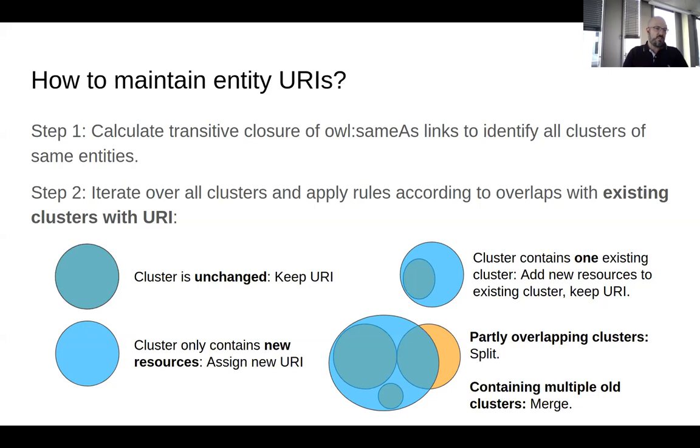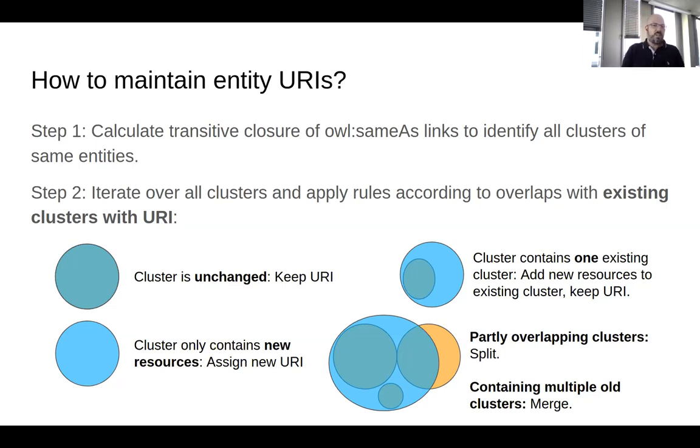And this is just an example. Unfortunately, there are actually many more rules than these four that are depicted here, but I think you can get the idea. We might have the case that the cluster is unchanged. This is simple. We just keep the URI of the entity and everything is fine. We might have the case that we have a new cluster of new resources and entities that are not linked or connected to any resource that was in a cluster before. So everything is new, new descriptions, new data. That's also not a problem. We assign a new URI.